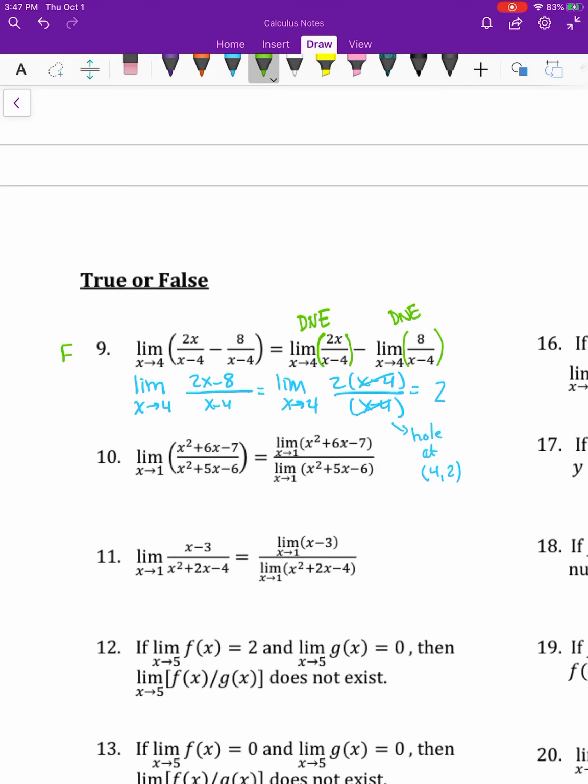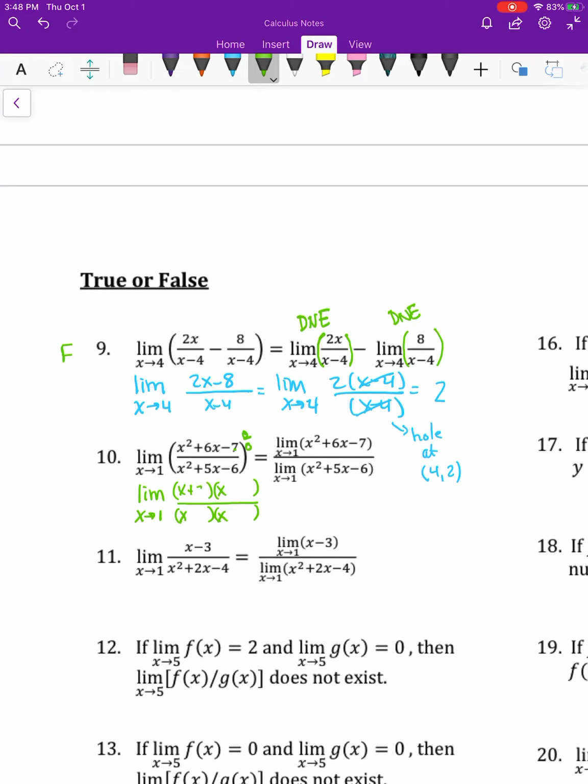So now, the next one, we're going to look at it the same way. If we can factor and cancel something, we might have an actual answer to a limit. I mean, I didn't try, but 1 plus 6 is 7 minus 7. That's 0. So right now, I've got 0. 1 plus 5 is 6 minus 6. Right now, I have 0 divided by 0.